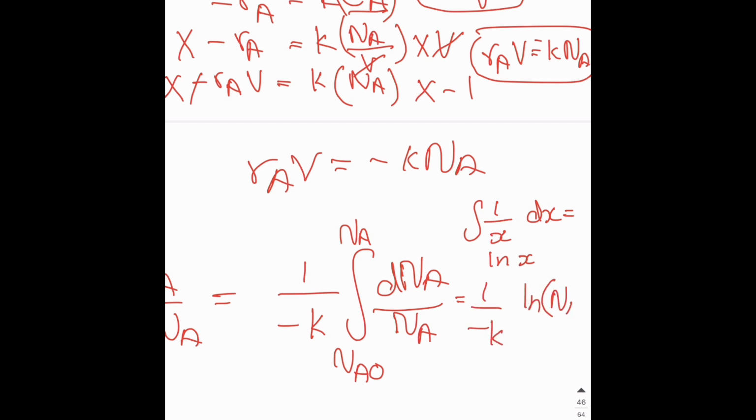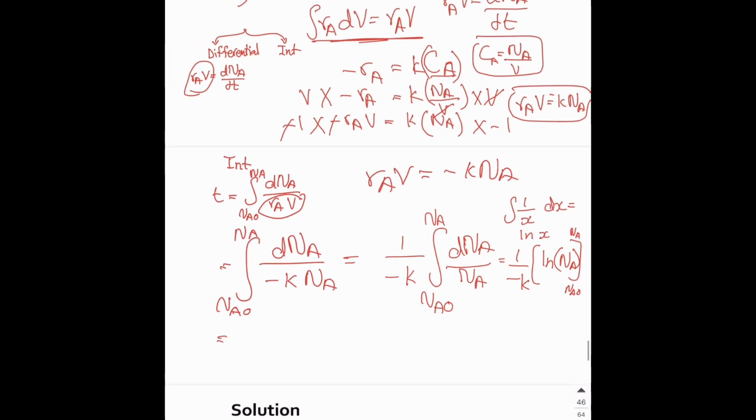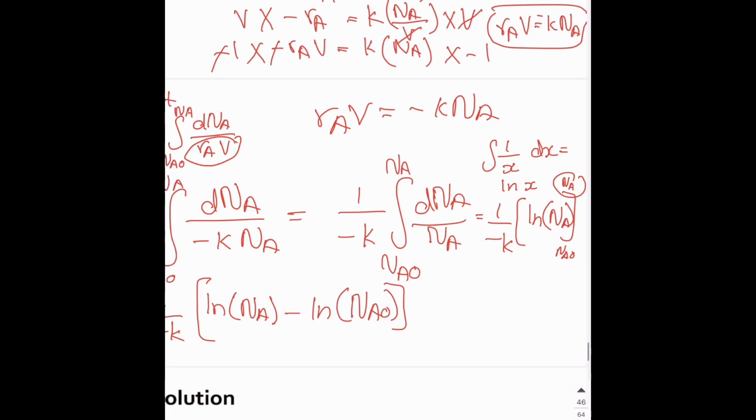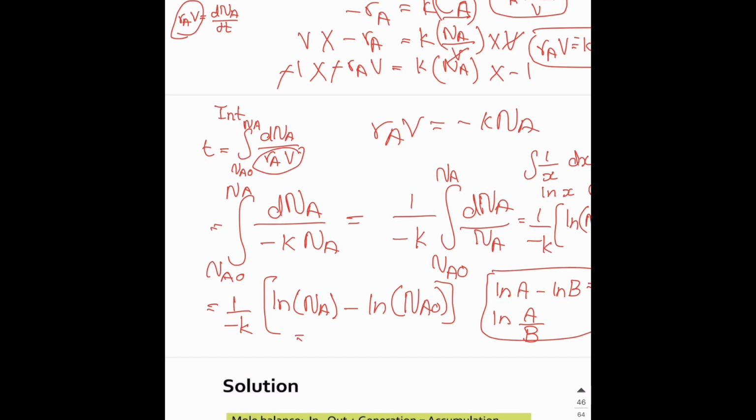So we will have ln NA from the interval NA naught to NA. Then the upper limit, which is NA, minus the lower limit, so ln NA minus ln NA naught. And also there is a rule which states that ln A minus ln B equals ln A over B. So we can write it like this: ln NA over NA naught.